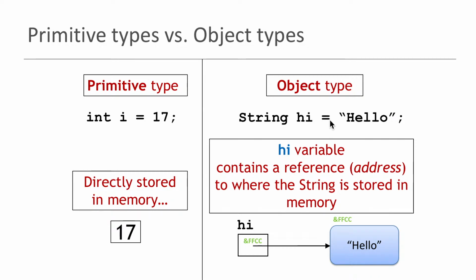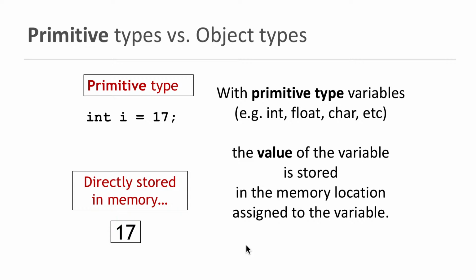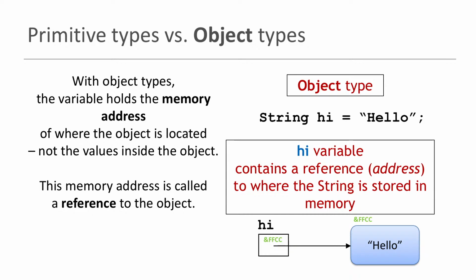So when we say string hi is assigned a value hello, it puts hello somewhere in memory. It identifies where that memory location starts, and then it stores that memory location in the variable. So on the left-hand side, we're storing actual values, whereas on the right-hand side, with objects, we're storing references, not the values. So with primitive type variables, for example, int, float, char, etc., the value of the variable is stored in the memory location assigned to the variable. With object types, the variable holds the memory address of where the object is located, not the values inside the object. This memory address is called a reference to the object.